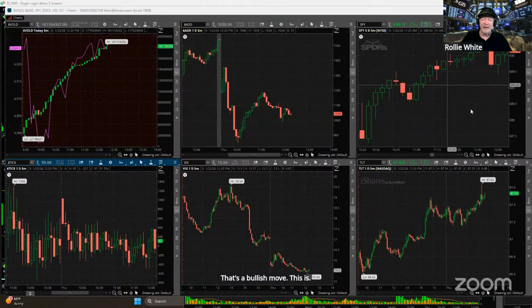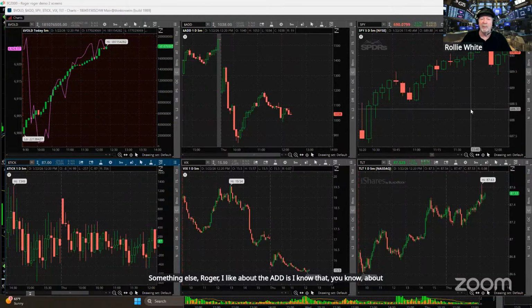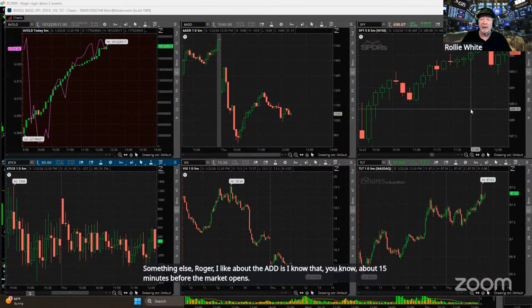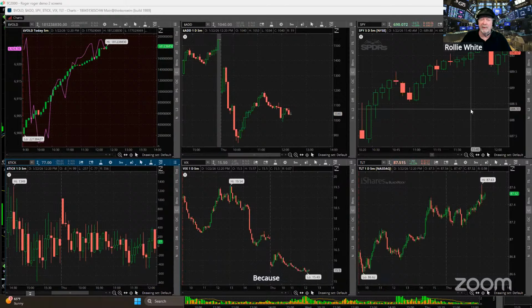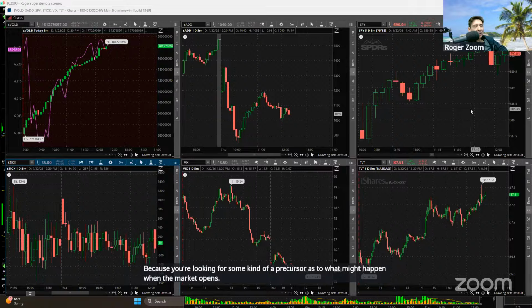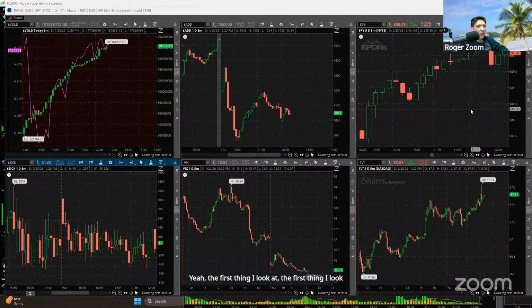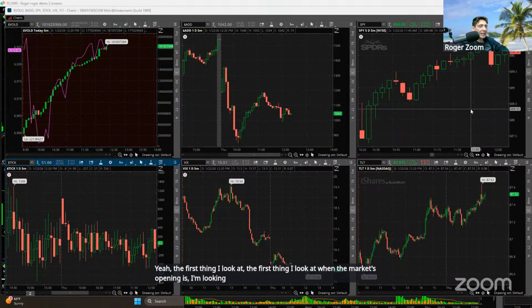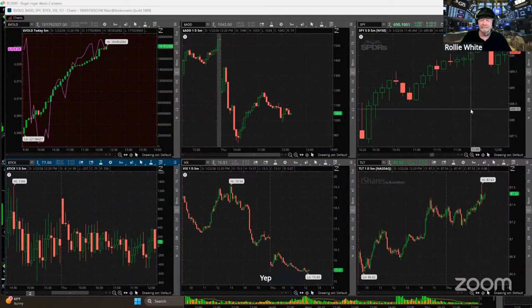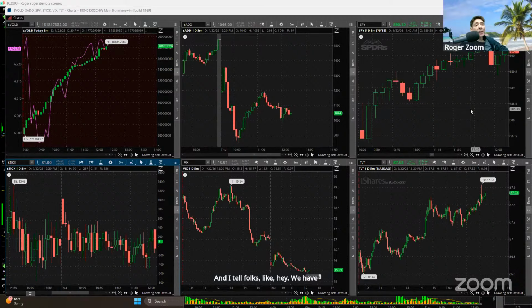Something else, Roger, I like about the ADD is that about 15 minutes before the market opens, it's the first place you look, because you're looking for some kind of precursor as to what might happen when the market opens. Yeah, the first thing I look at when the market's opening is that ADD. And I tell folks, hey, we have an ADD today. We got something to work with.